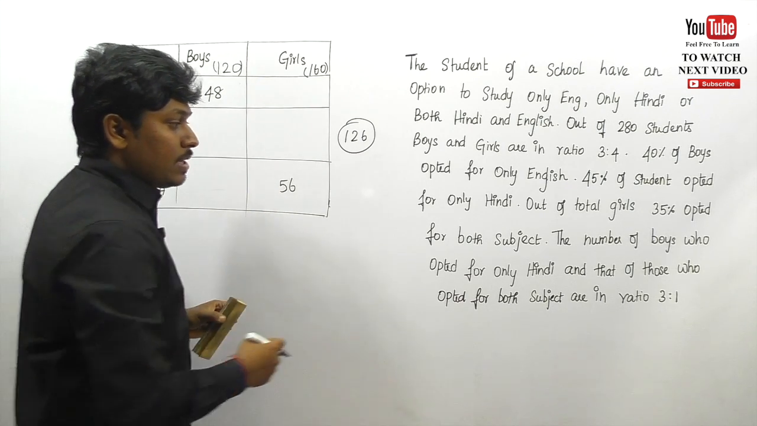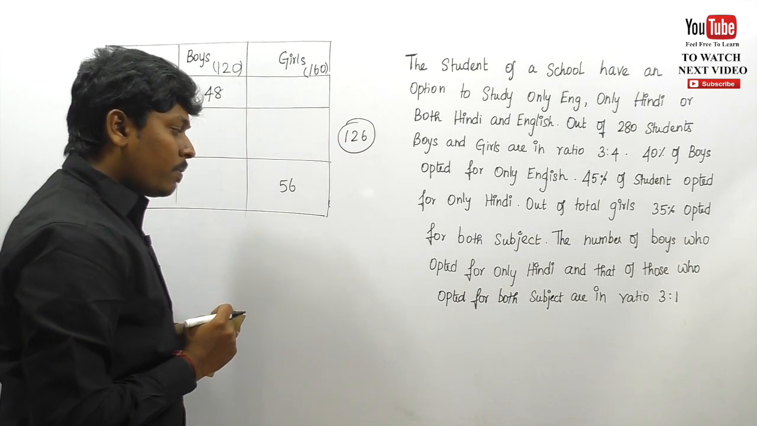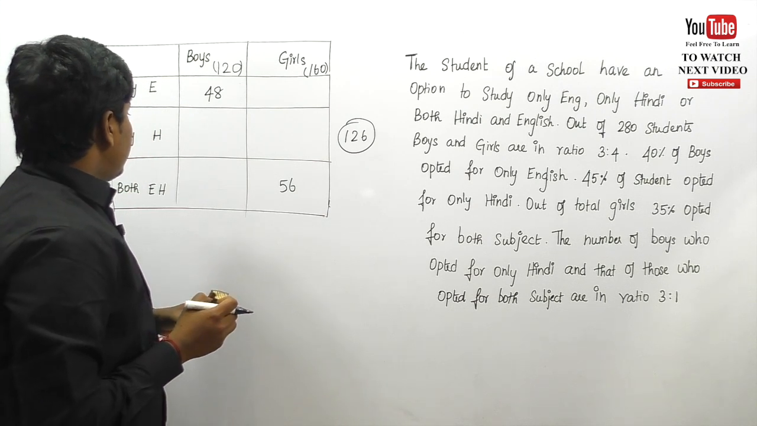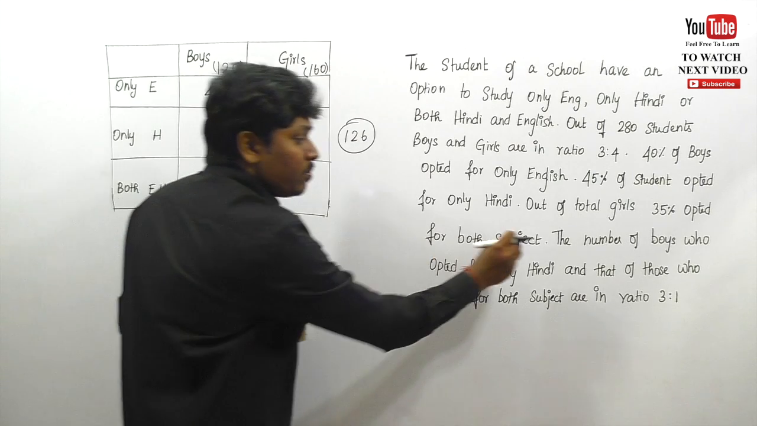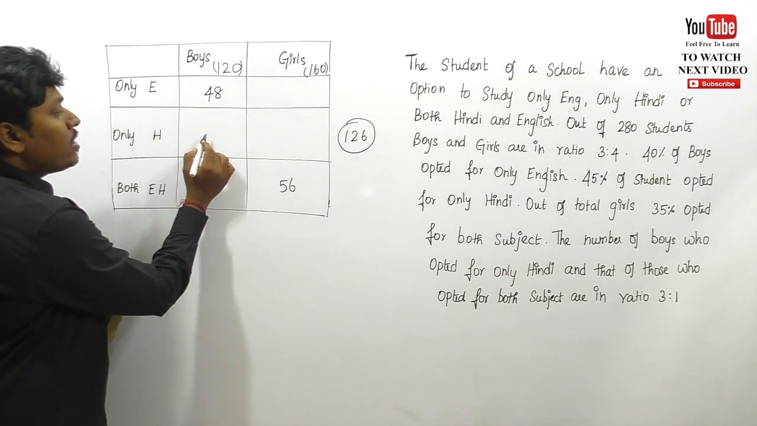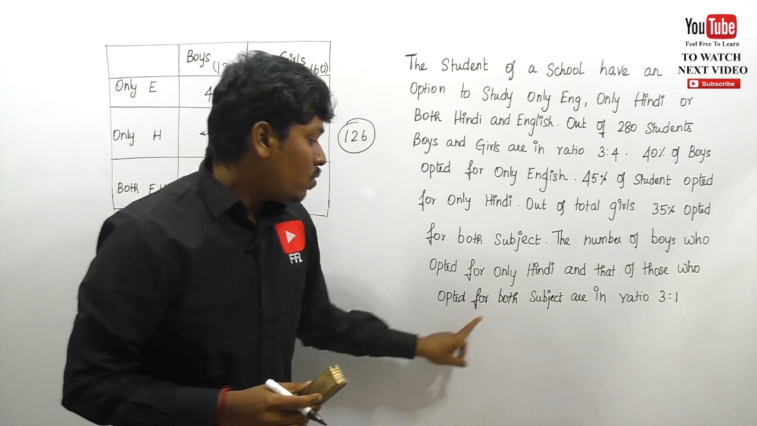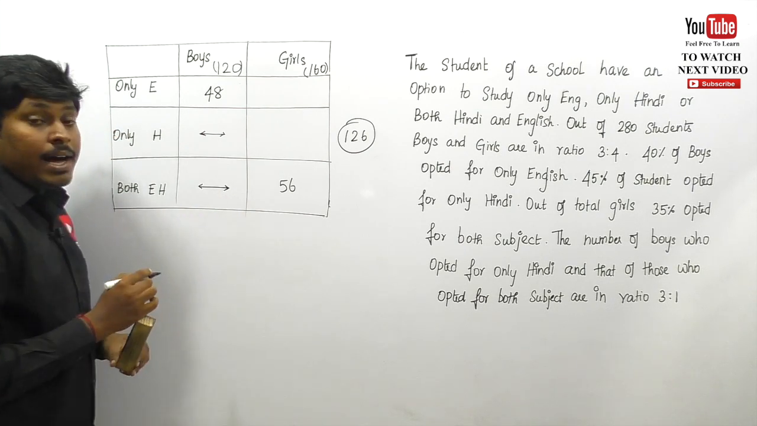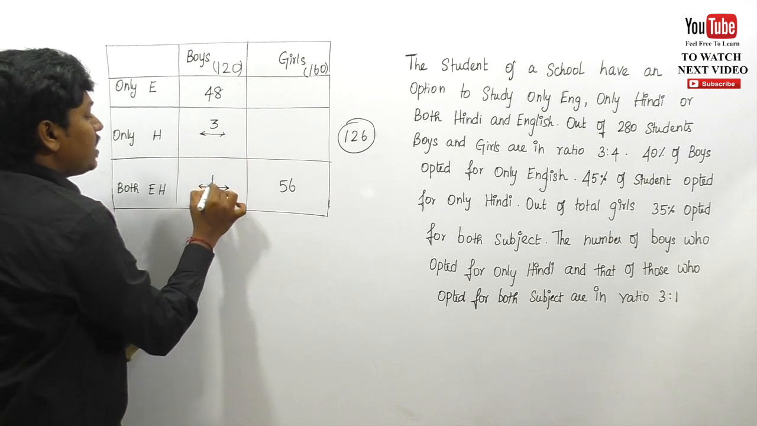Okay, next point. The number of boys who opted for only Hindi and that of those who opted for both the languages are in a ratio 3:1. Okay friends, I think this is the most important point. See here, friends, the number of boys who opted for only Hindi, we know will be this region, right? And those who opted for both the subjects are in a ratio 3:1, friends. So we can say that this is a 3:1 ratio.